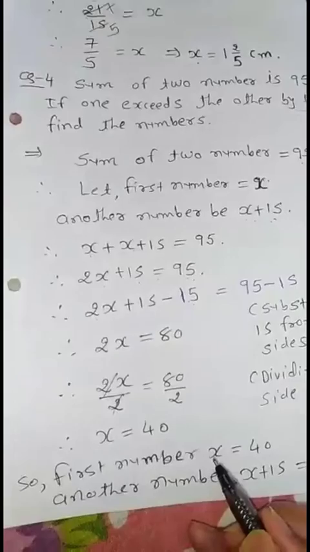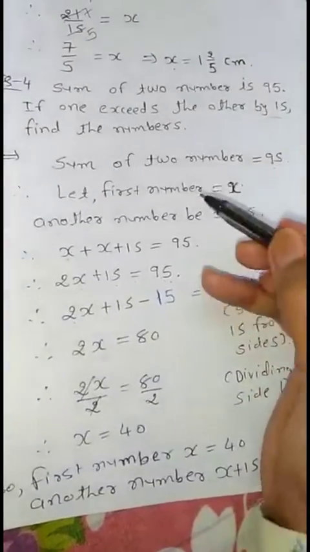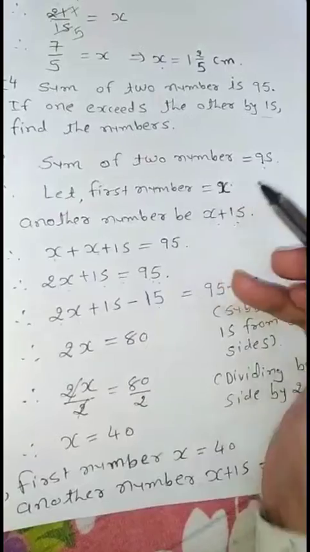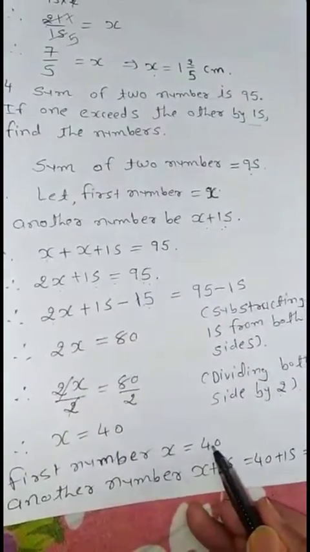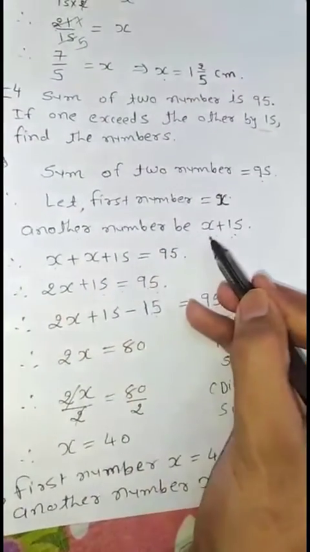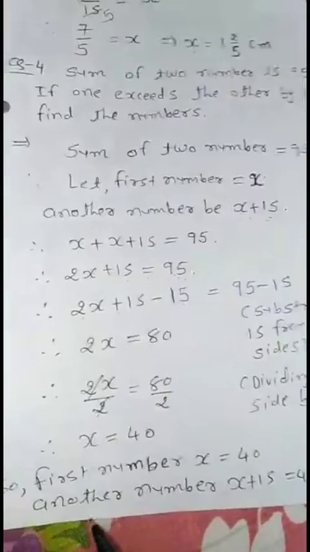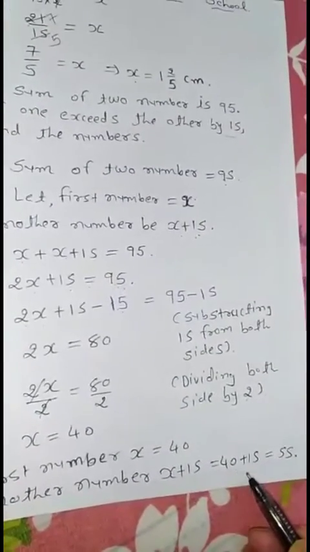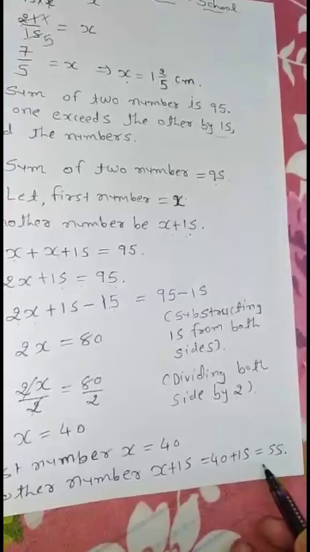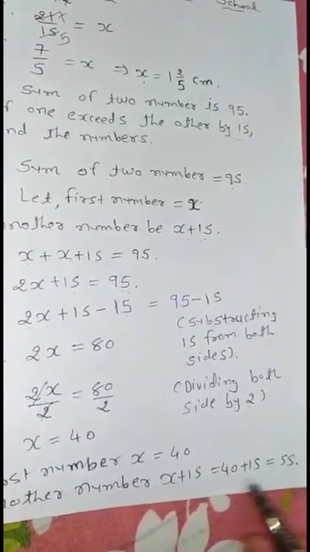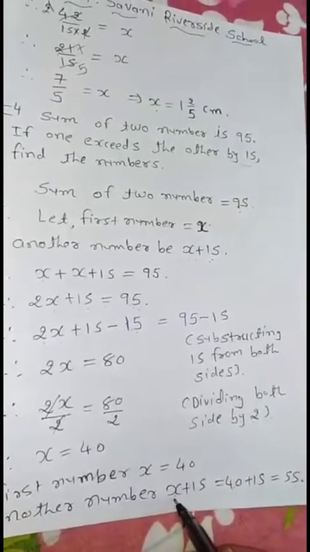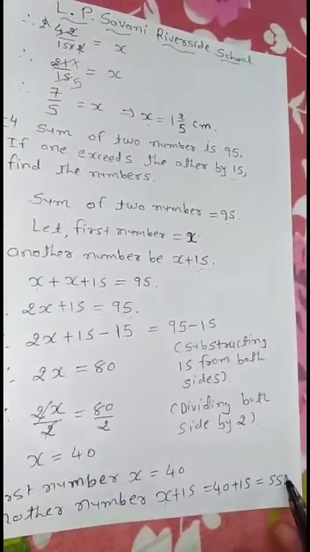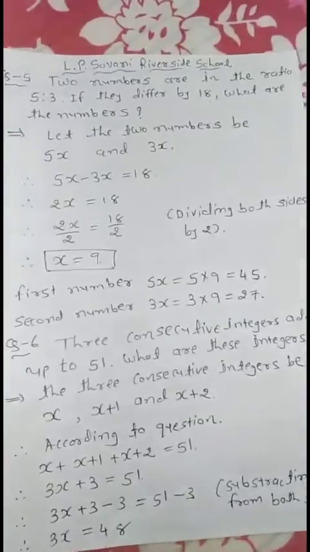So the first number is x, because our first number is x. So I put the value of x here. Our first number is 40 and the other one is x plus 15. So the other number x plus 15 is equal to 40 plus 15, which is equal to 55. Here I put the value of x is equal to 40. So our other number is 55.